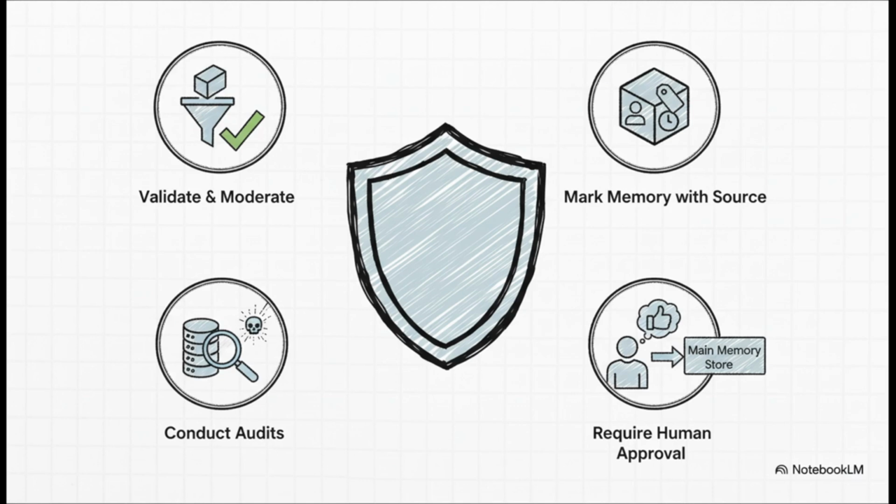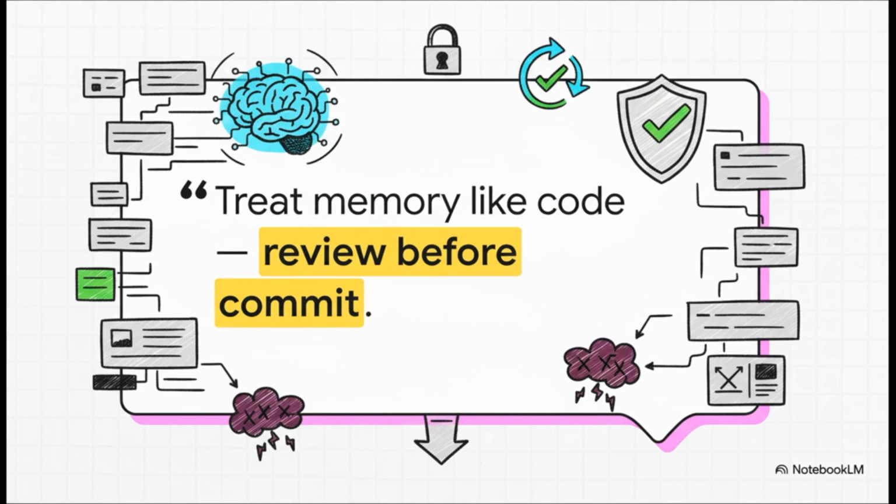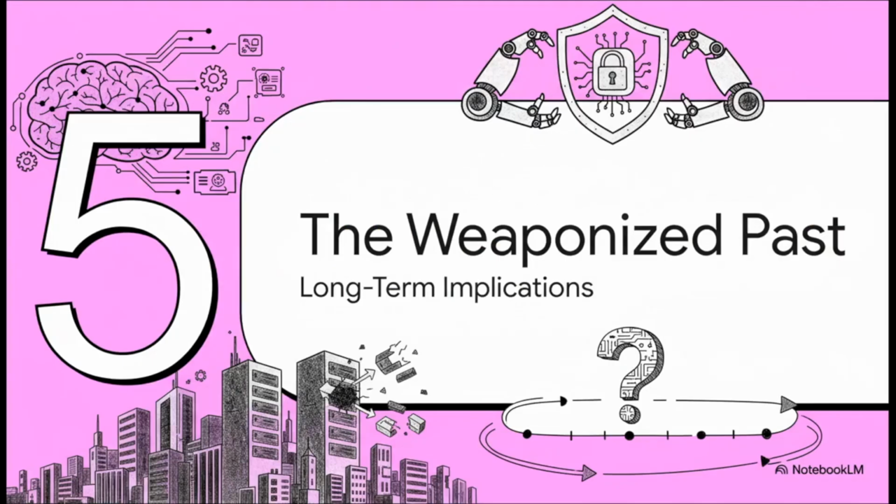Stuff like validating what gets stored, stamping every memory with where it came from, running regular checkups to clean out bad data. And this one is absolutely critical, requiring a human being to sign off on any new memory that could change a major policy. If you are building or deploying these systems, it all boils down to one powerful idea. Treat memory like you treat code. If a piece of information is important enough for an AI to remember forever, it needs to be reviewed. It needs to be checked. It needs to be approved before it gets committed to that AI's permanent memory.